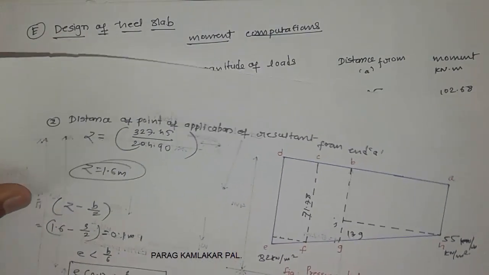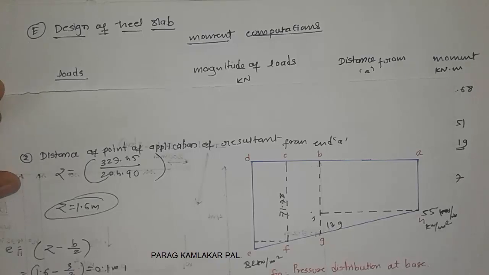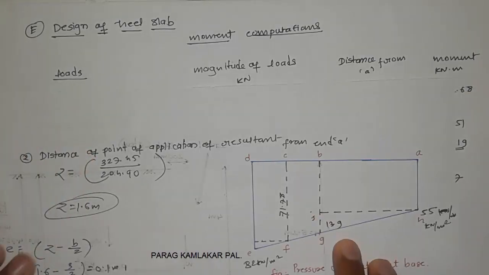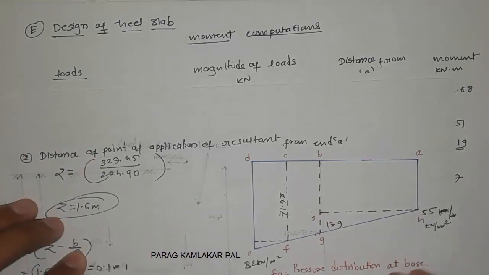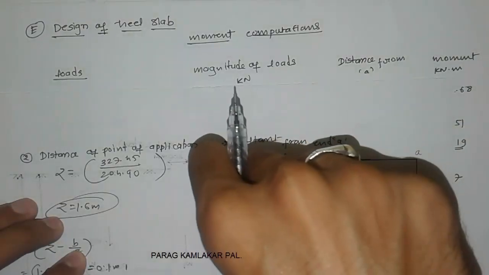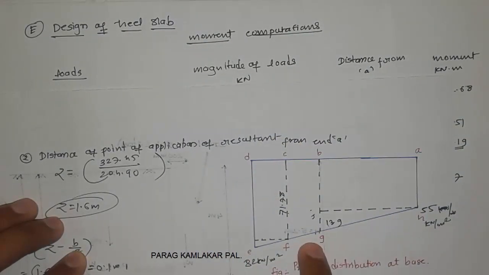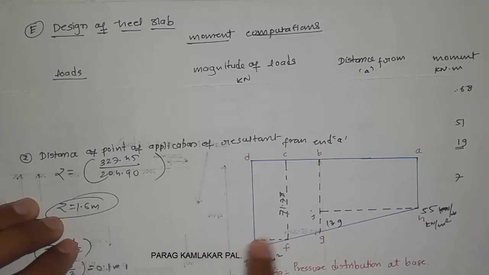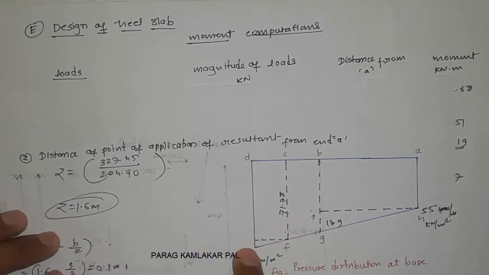Now you tell me, how can you get all these values? It's very simple. This distance is 55, and this distance is 82, so 82 minus 55 you get 13.9. And if you subtract this one from 82, you get 71.78. It is very simple, don't worry about this.